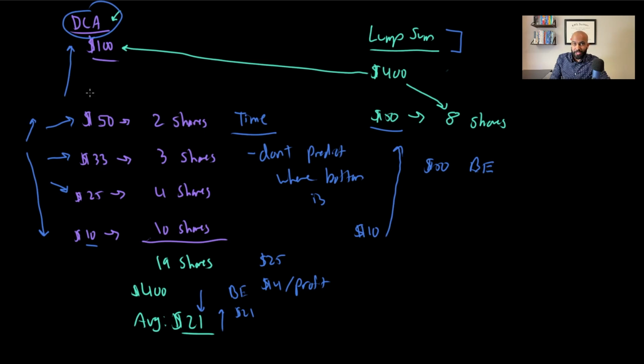Of course, there are times to use lump sum. If you have significant amounts of money and you need to start deploying it because of opportunity cost, lump sum may make sense. Maybe you could do half and half. There are times to do lump sum, but I personally like dollar cost average.